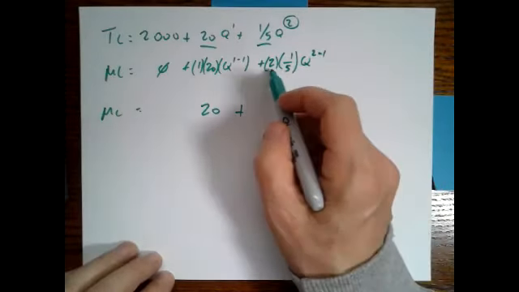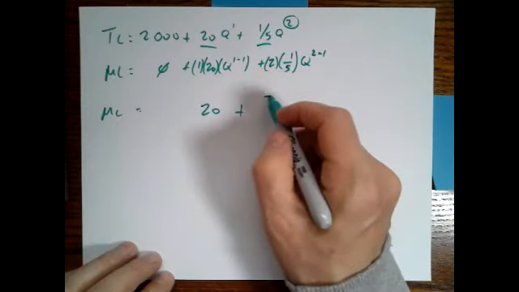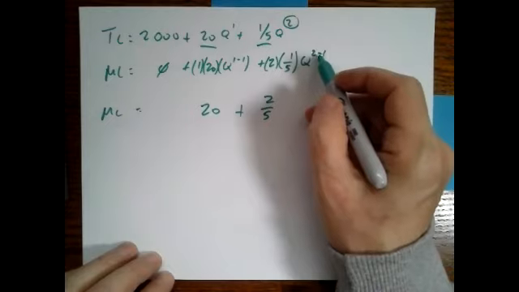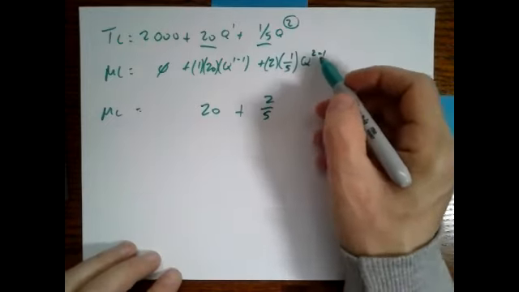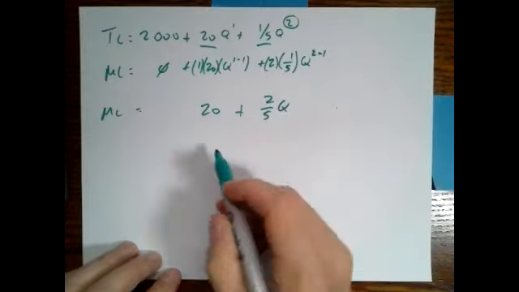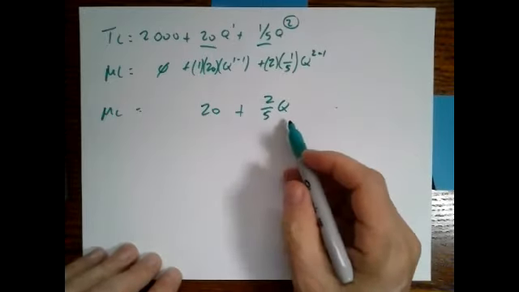Q to the 2, well, 2 times 1/5 is 2/5. Q to the 2 minus 1 is Q to the 1. Anything to the 1 is just itself. So this becomes Q to the 1, or Q. So marginal cost is 20 plus 2/5 Q.